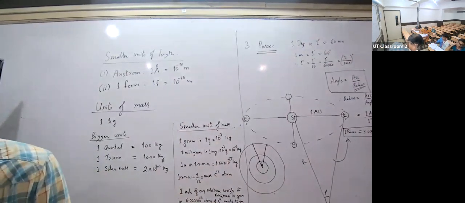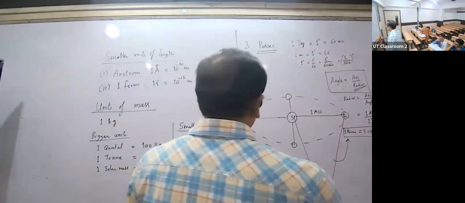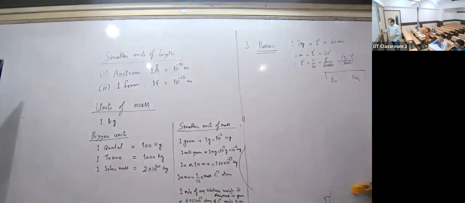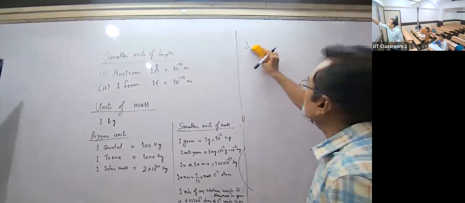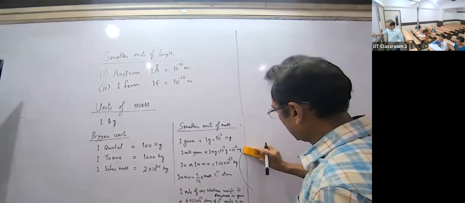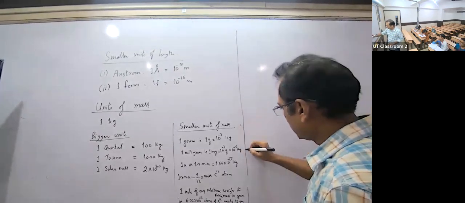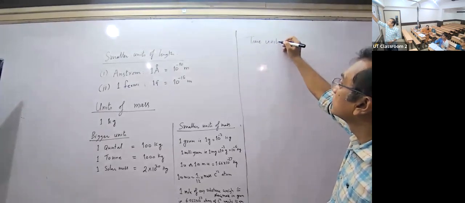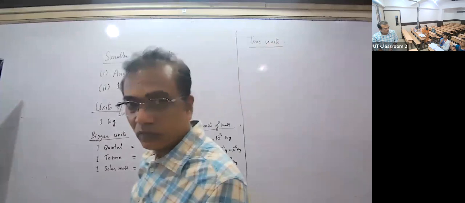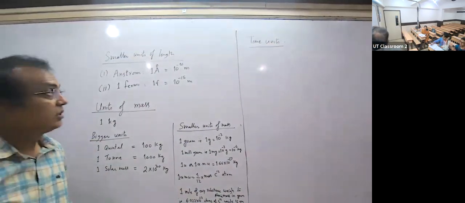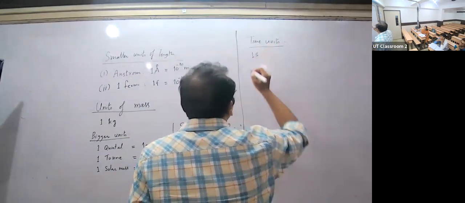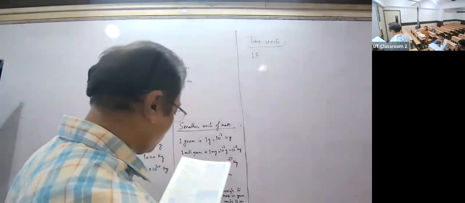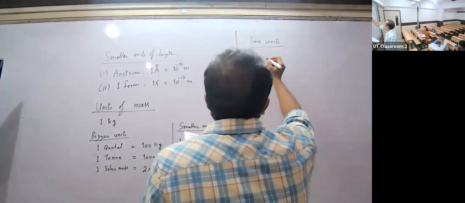Now let's discuss the time units. The SI unit of time is second. So we are noting it down. Completed? Okay. So the basic SI unit of time we have learned is 1 second, right? Now what are the non-metric units of time? First let us cover the smaller units, like 1 millisecond.